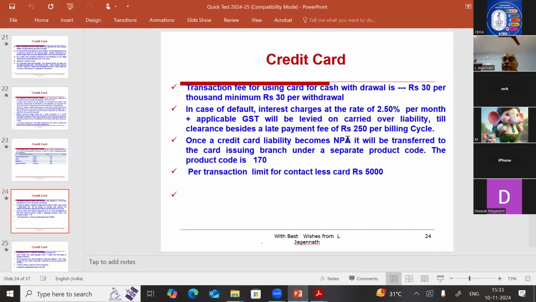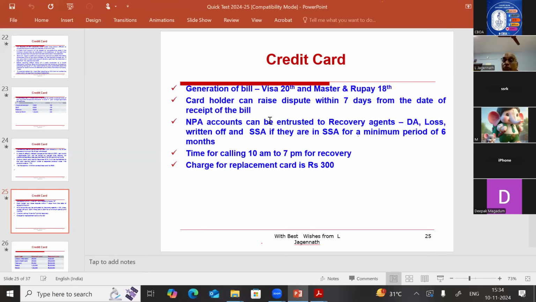Once a credit card liability becomes NPA, it will be transferred to the card issuing branch under a separate product code. They may ask, what is a product code? Product code is 170. Per transaction limit for a contactless card is 5,000 rupees. Generation of bill. When is the bill generated for the credit card?